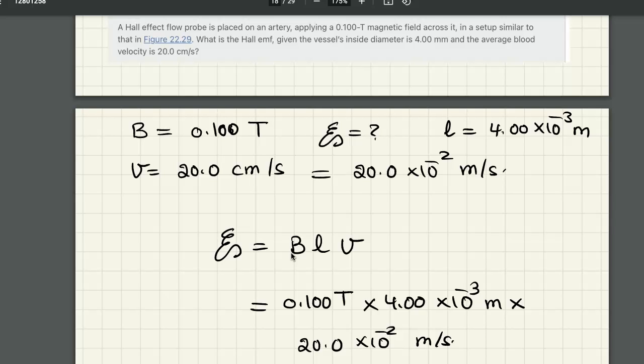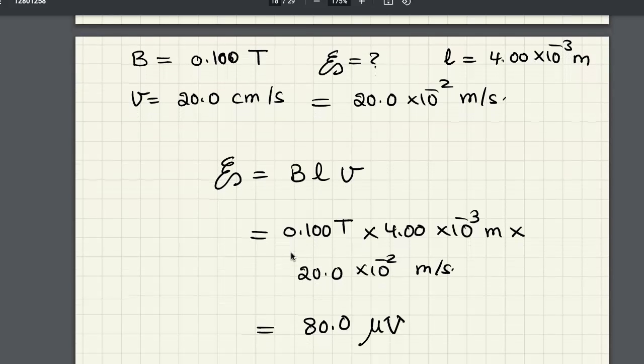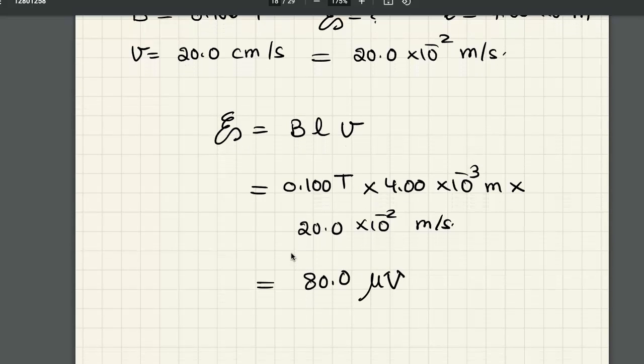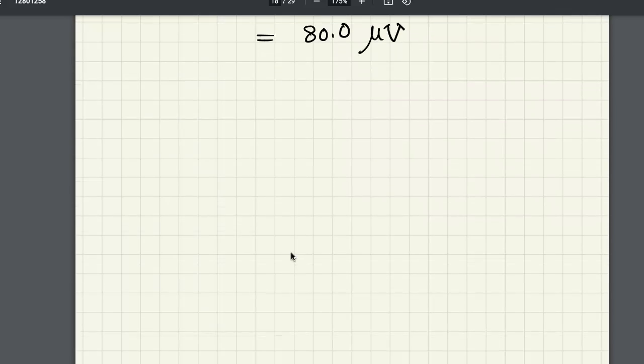So V is 20 times 10 to the minus 2 meters per second, and then EMF equals B times L times V, which is 0.1 Tesla times 4 times 10 to the minus 3 meters times 20 times 10 to the minus 2 meters per second. And this is going to result in 80 microvolts.